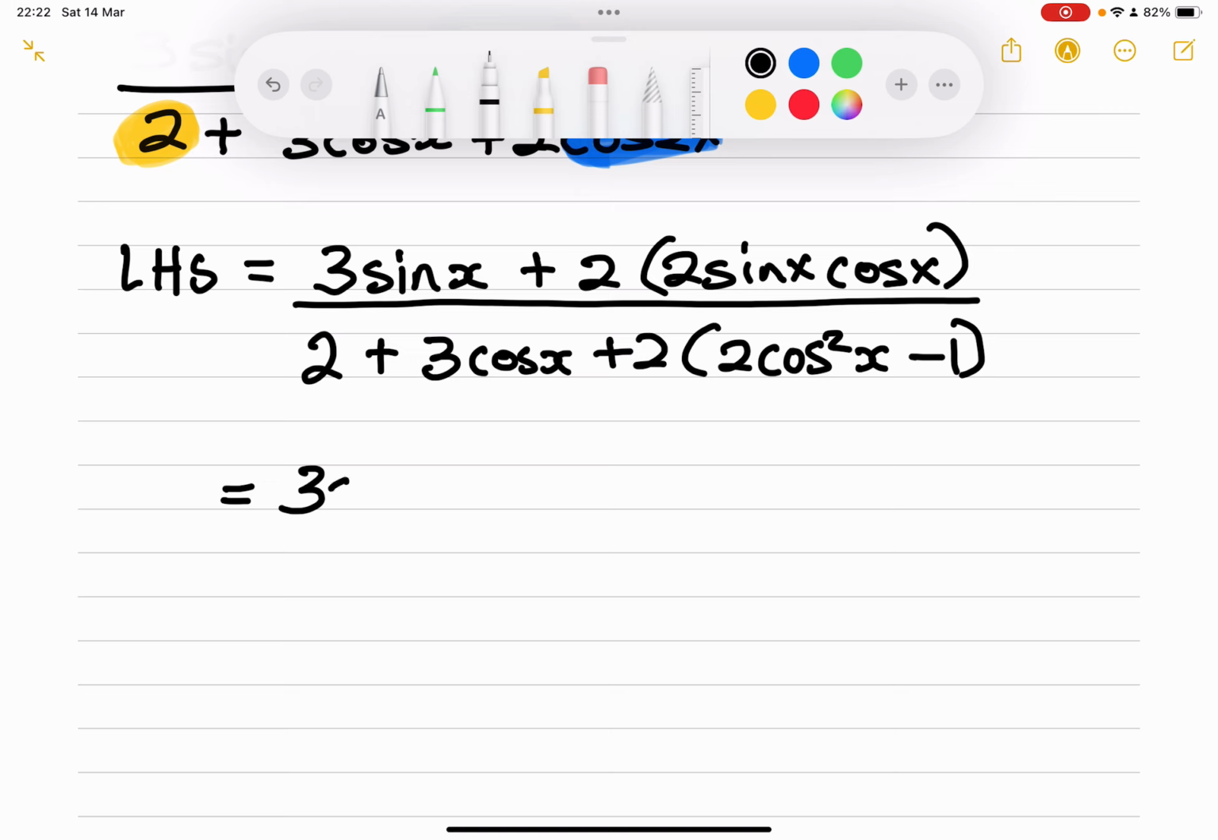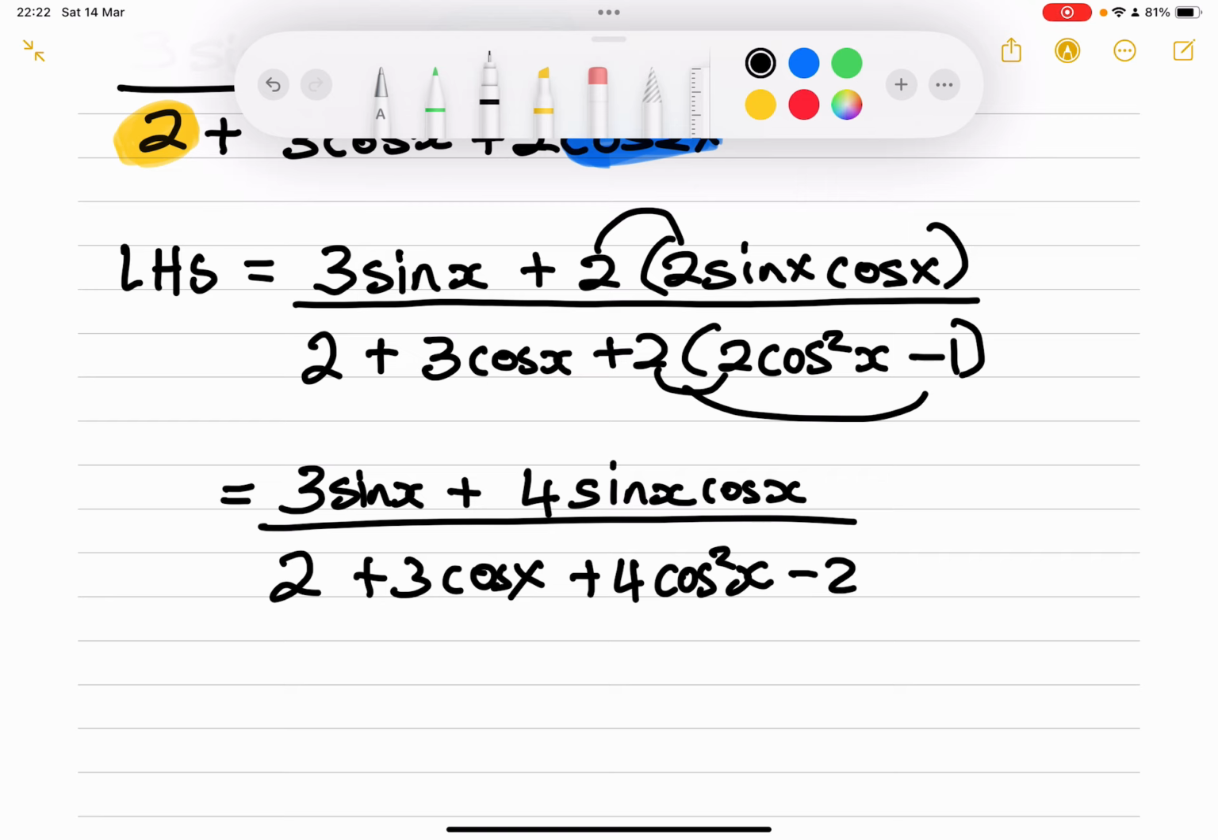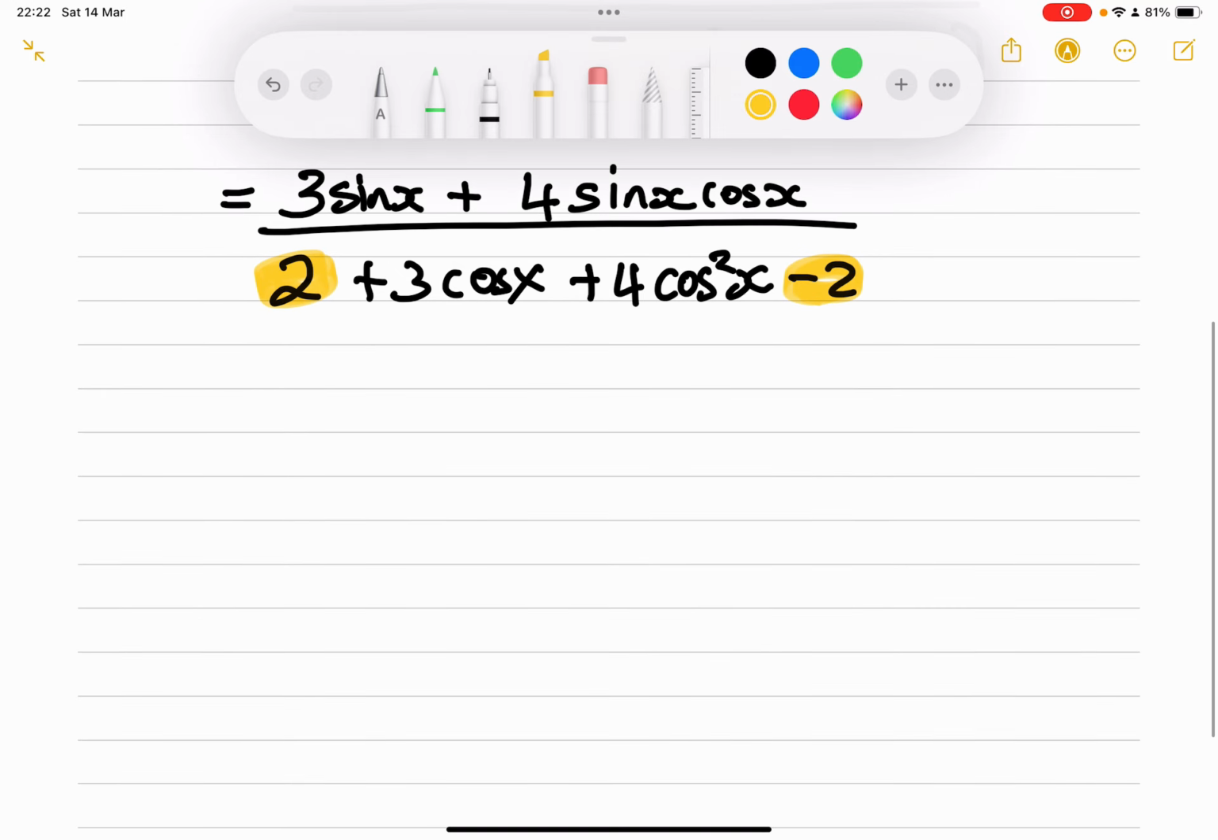On top we have 3 sine x plus 4, because 2 times 2 is 4, sine x cos x. And then at the bottom we're going to have 2 plus 3 cos x. Then multiplying the 2 here and there, we're going to have plus 4 cos squared x minus 2. And you can see that the negative 2 and the positive 2 are indeed going to cancel each other.